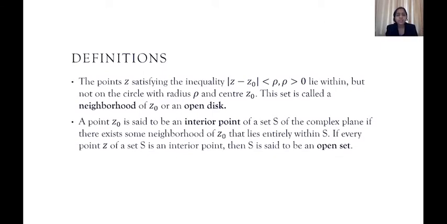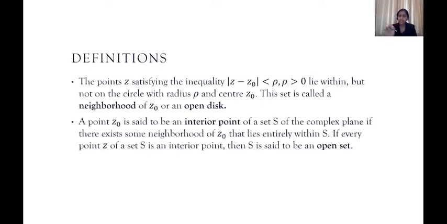Now the next definition is about an interior point. A point z dot is said to be an interior point of a set S of the complex plane if there exists some neighborhood of z dot that lies entirely within S. That is, we have a particular set S in the complex plane, a vague region. If we consider any point z dot in S, and if the neighborhood of z dot lies completely inside that set, then we say that the point is an interior point.